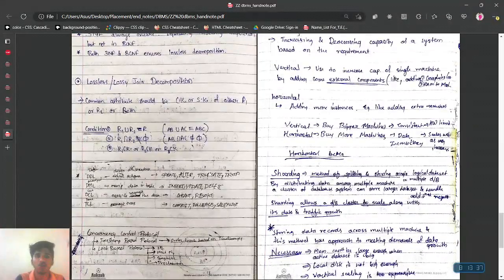Okay. So lossless join decomposition is a less important part, but we can go with it. The common attribute should be a candidate key or super key.